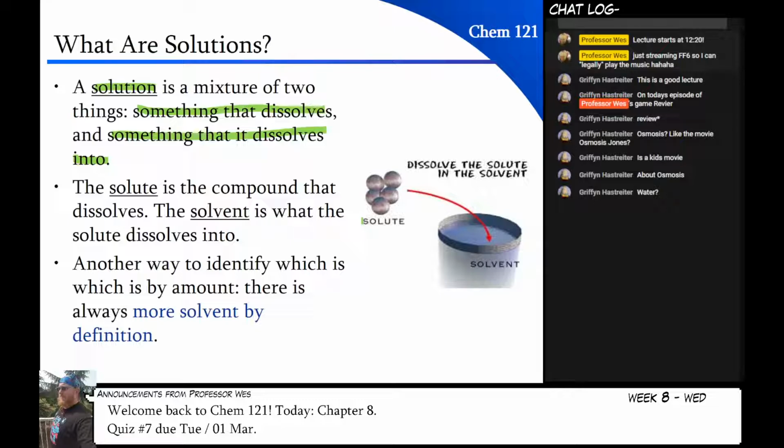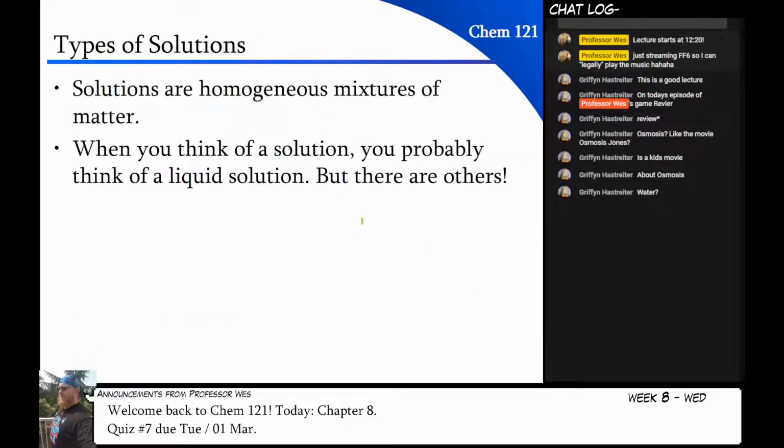For example, if I had a small amount of table salt mixed with water, it would dissolve. But if I mixed a small amount of water with a heap of table salt, part of it just gets mushy, and I wouldn't have a solution. I would just have mushy salt. So the solvent is the thing that there is more of, but it's also the thing you put stuff into. For our purposes in this class, the solvent is almost universally going to be water.